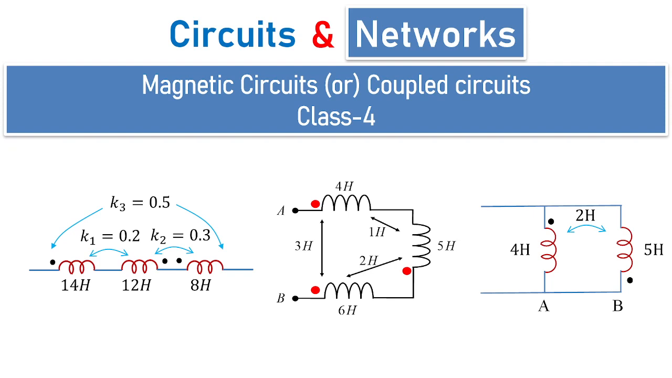In today's class 4 under magnetic circuits, or what we call coupled circuits, we'll see some numericals based on dot convention. Here you can see there are three different circuit arrangements where you have dots placed in front or back side of inductors. In fact, these inductors are called coils here. For example, 4 henries and 5 henries are the self-inductance values of this particular arrangement, and 1 henry is the mutual inductance between these two coils. Like this, we are going to see different numericals.